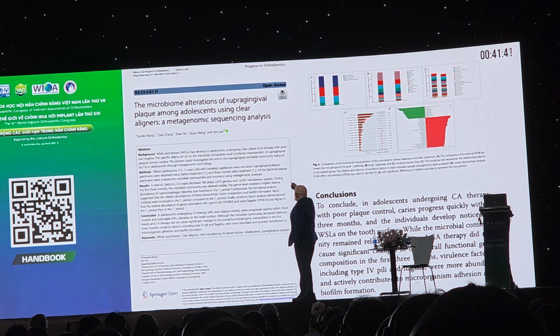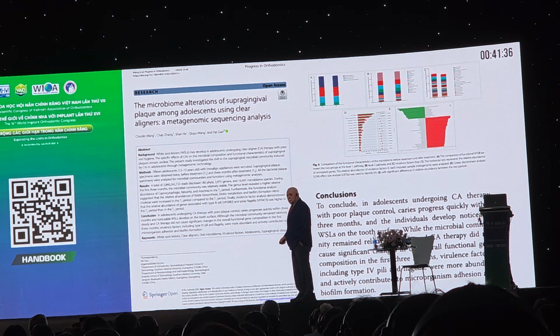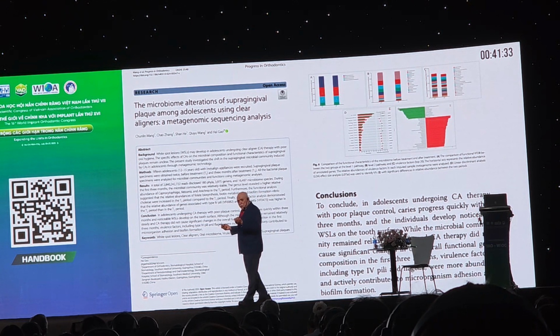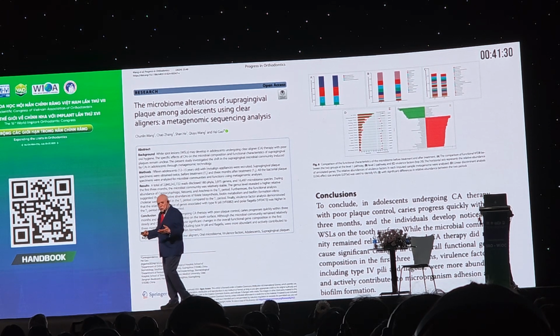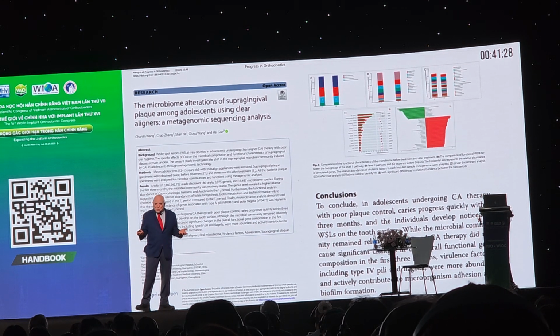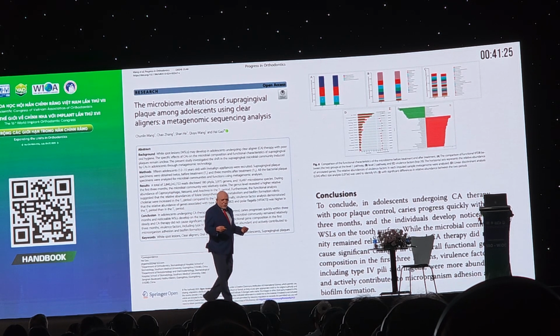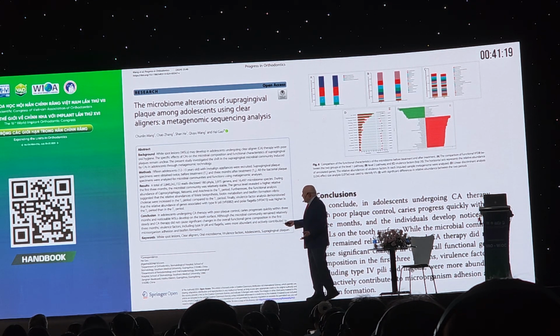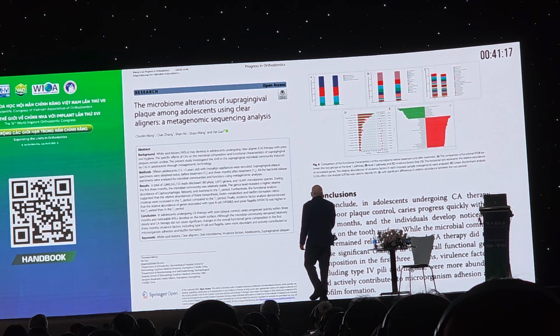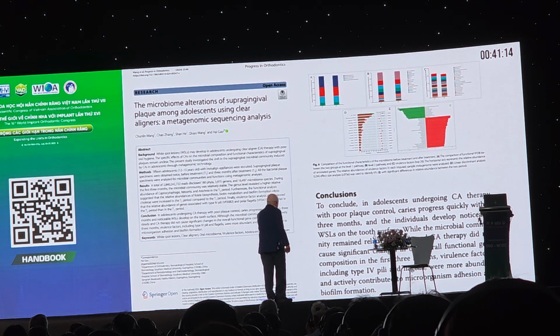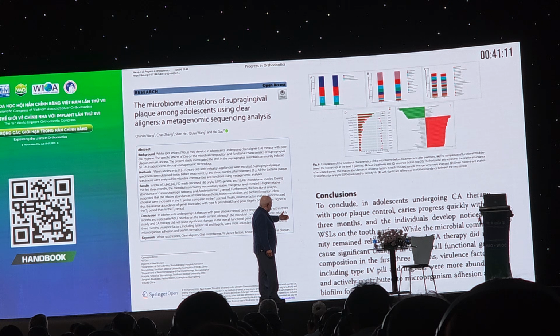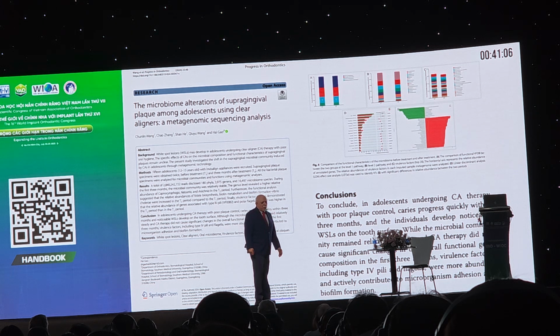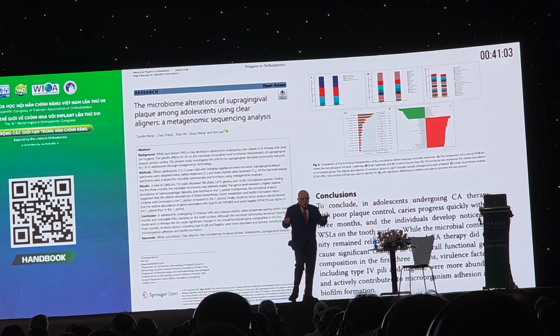Take a look at this: the microbiome alterations of supragingival plaque among adolescents using clear aligners. Now we are talking about the microbiome. What is going on with children? Because children are not brushing as well as we would like them to, and they are using aligners. They eat, they put aligners back in the mouth sometimes. How is that hygiene going to affect the amount of tooth movement? They talk about caries development in these children who are not going to clean their teeth very well with the aligners. There were no studies before this.